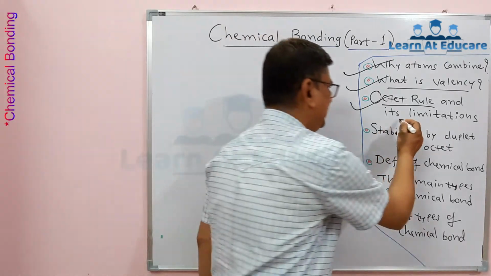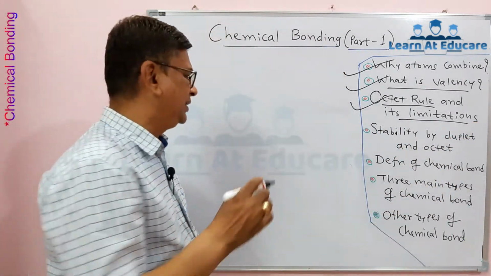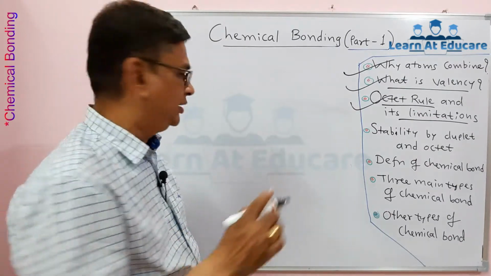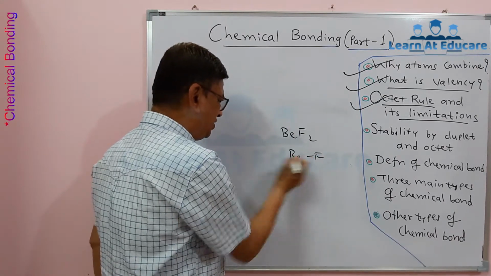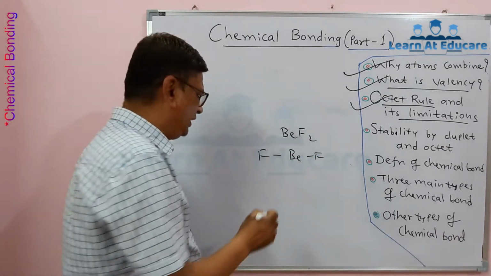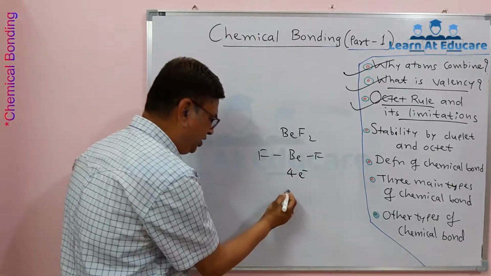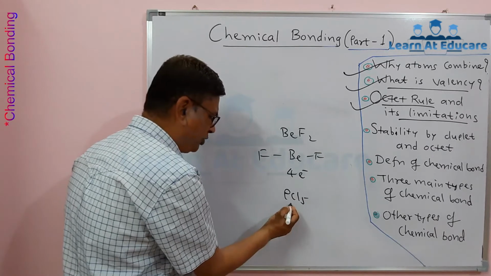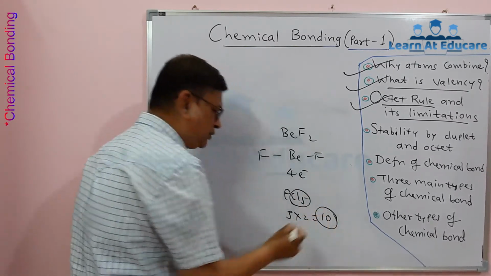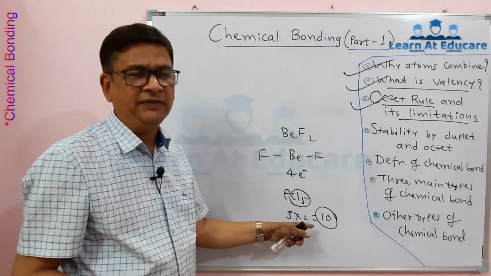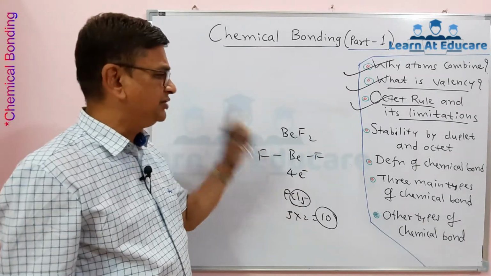But the octet rule has limitations. It is not perfect. It has limitations like the limited octet and the expanded octet. For example, in beryllium difluoride, beryllium is joined with 2 fluorine atoms and it is surrounded by 4 electrons, which is less than an octet. But in phosphorus pentachloride, 1 phosphorus is joined with 5 chlorine atoms, so phosphorus here is surrounded by 10 electrons, which is greater than 8. Still the octet rule fails and the molecule is possible, so that is its limitation.